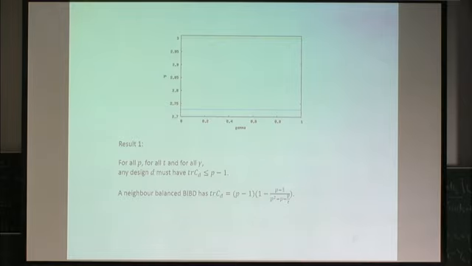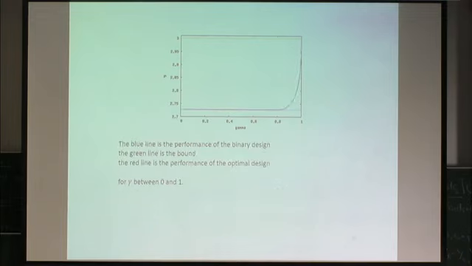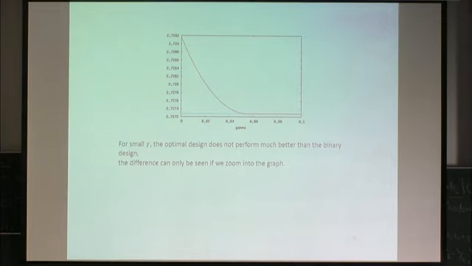That's for four periods here. The interesting point is if we look at the performance of the optimum design. So we knew from Andreas' work that the binary design is optimum in this interval. And it's not optimum here. And it's also not optimum here. So here we have to zoom into the graph to see any difference. So the efficiency here is really high of the binary design.